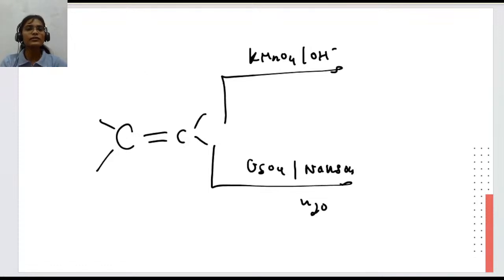In both cases, what we get is simply diol formation. At both carbons there is an OH group connected. It's important to ask which kind of alcohol we are getting. Options are vinyl, allyl, geminal. Which kind of alcohol are these?